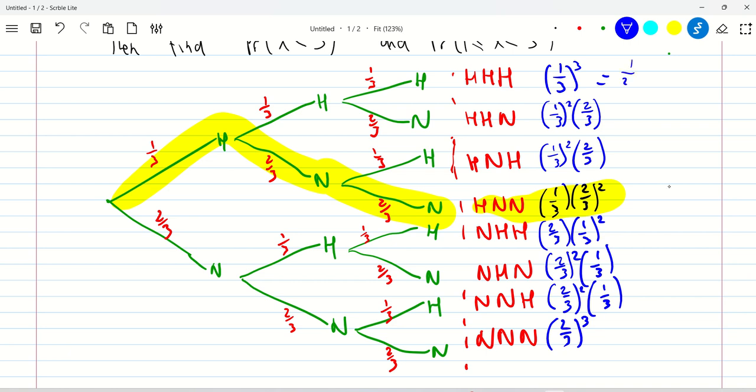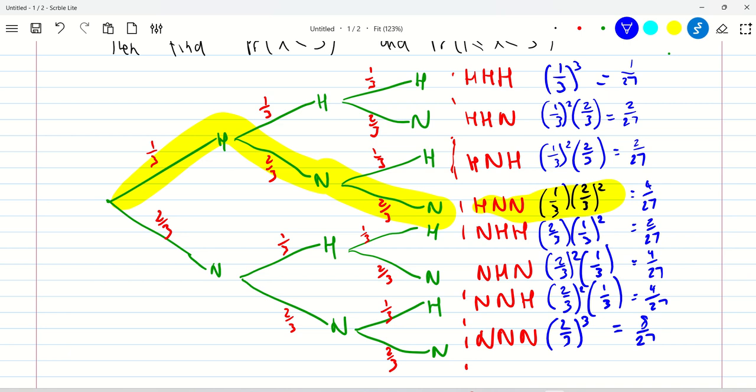1/3 cubed is 1/27. Everything's going to be over 27, so that one's going to be 2/27. That's going to be 2/27. That one there is going to be 4/27. So just calculating all these probabilities, multiplying them together, that's going to be 2/27. That one there is going to be 4/27. And is that right? Yep. And that one's going to be 4/27. And that one, 2 cubed, 8/27. Right. So that's the most likely one. 8/27.